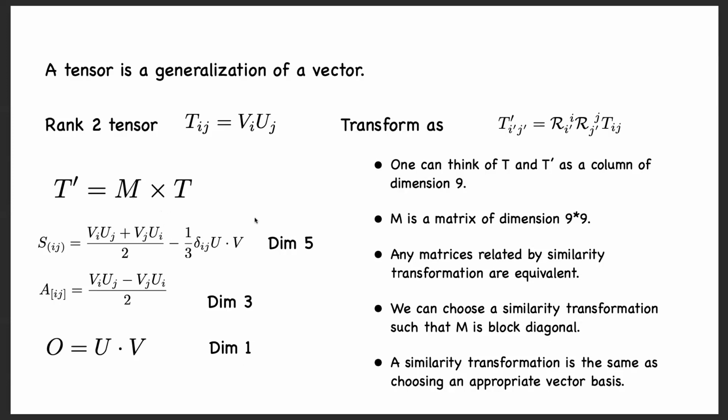Instead of T_ij, I can construct from T_ij some other set of tensors: S, which is a symmetric tensor defined this way, A, which is an antisymmetric tensor defined this way, and phi. So in this basis, this is the 9 by 9 matrix, where there is a 5 by 5 block, a 3 by 3 block, and there is a 1.